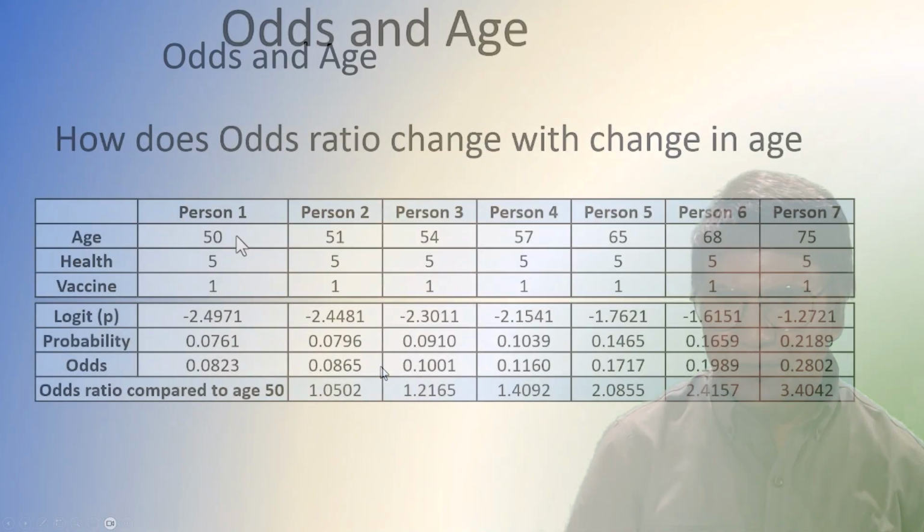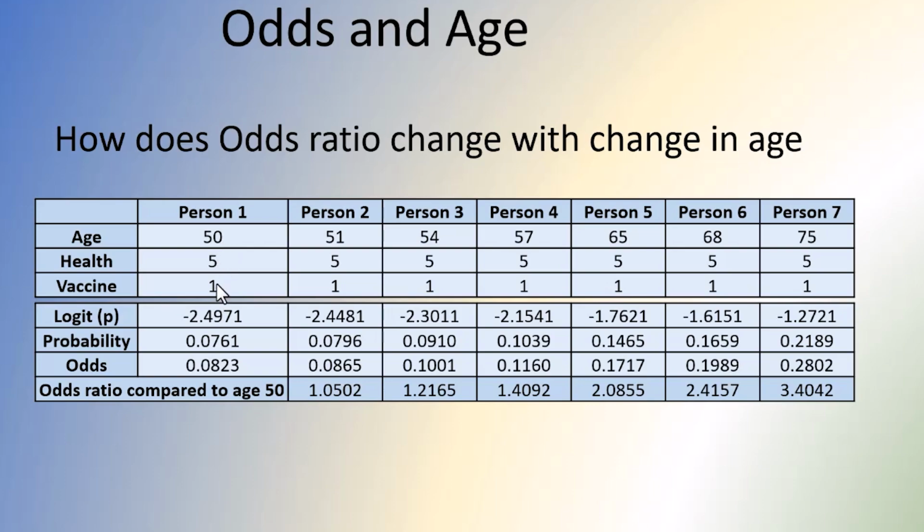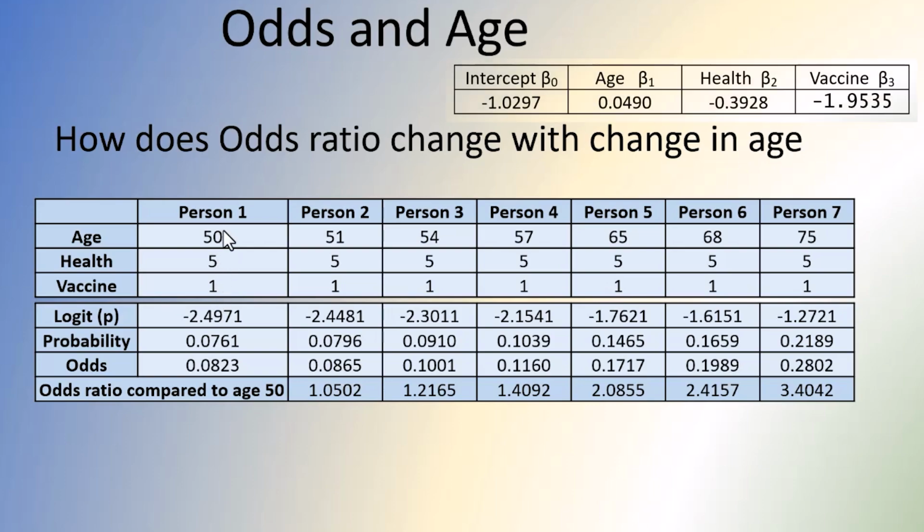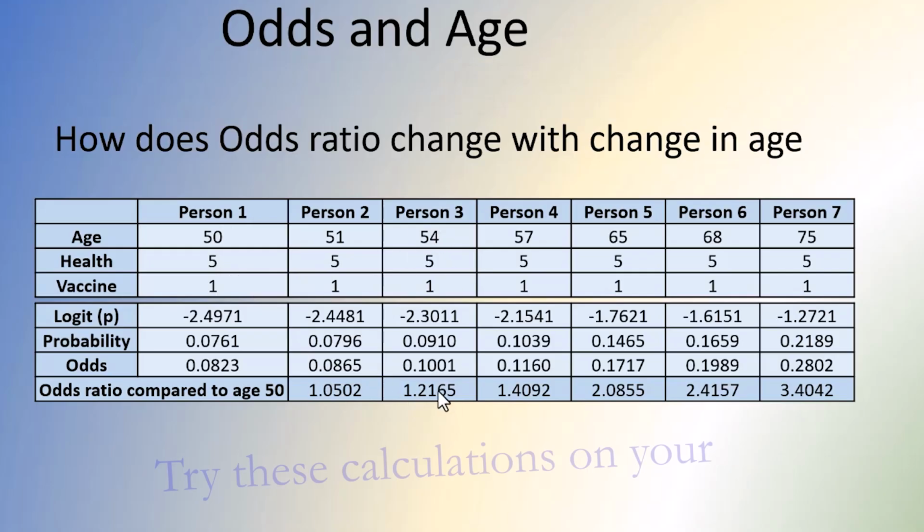So odds didn't change. Here we have 50, 5, and 1. 1 means took the vaccine. So these are the same thing. We keep the rest constant so we can check the impact of age. So for instance, 50 to 51, the odds are 1.05, slightly more than if you are 50 years old. How about 50 to 54? This person has 1.21 or 1.22 times more chance of hospitalization than this person. How about a 75-year-old? Almost 3.5 times more than this person, which makes sense, younger and older.